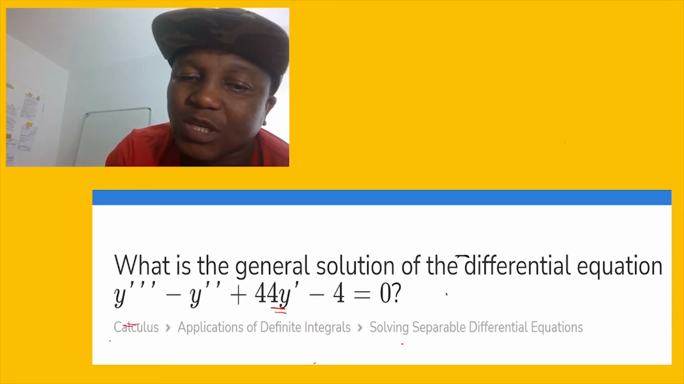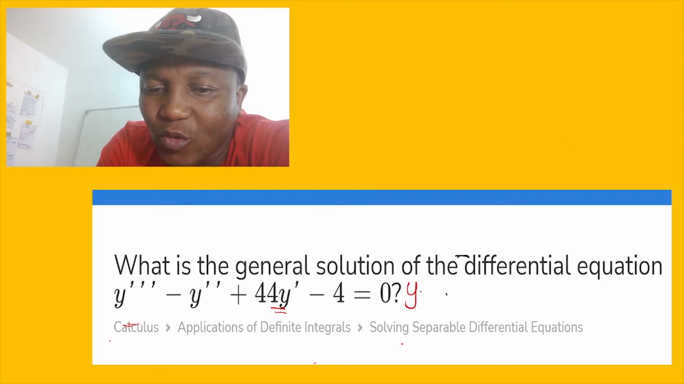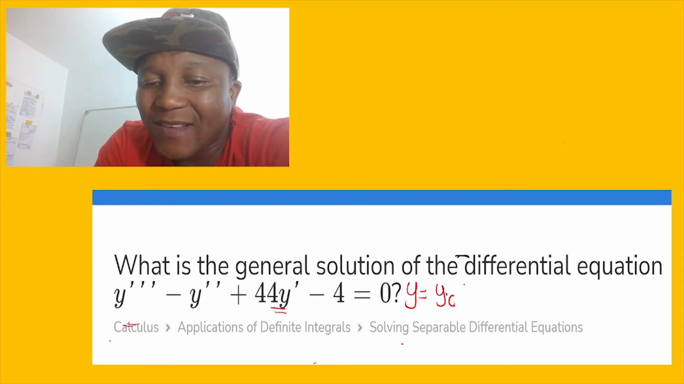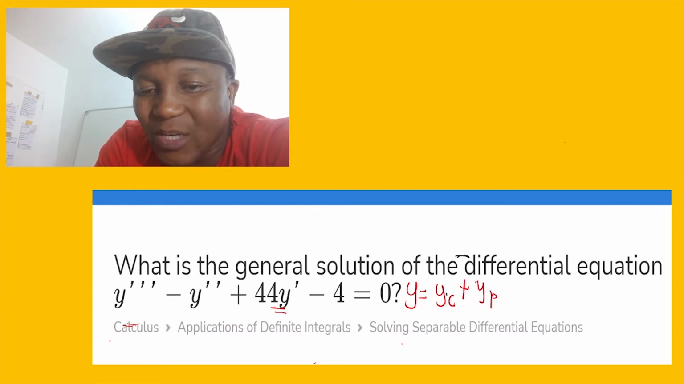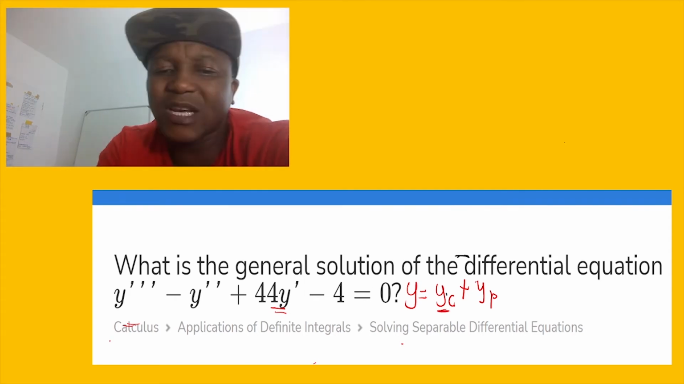The general solution. So how do we get the general solution? Because you want to understand the general solution. Let's go: y equals to, you must find the auxiliary solution, which we call yc, plus the particular solution yp. So let's find the auxiliary solution. How do you get the auxiliary solution?